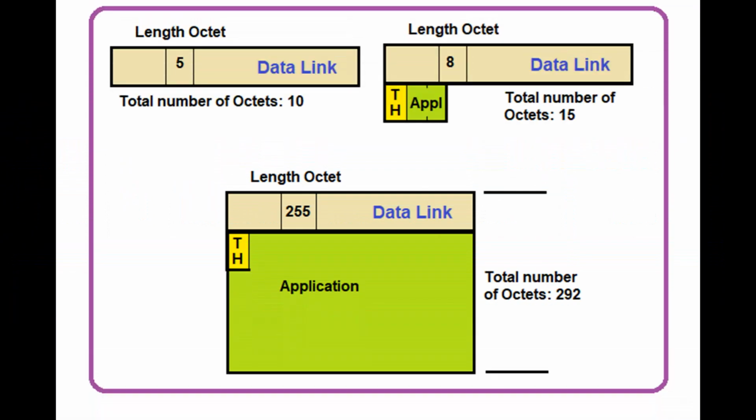The minimum value of the length octet for messages that contain some application data, that is, more than only the data link layer, is 8. This includes a minimum of 3 additional user octets: the transport layer, 1 octet, and at least 2 application layer octets. The maximum value for the length octet is 255. The total number of octets transmitted includes the header octets and all CRC octets.